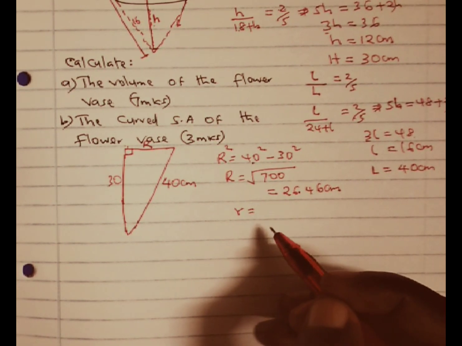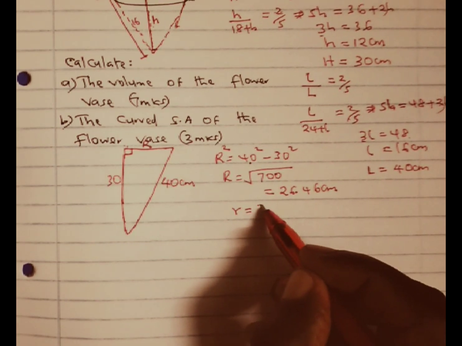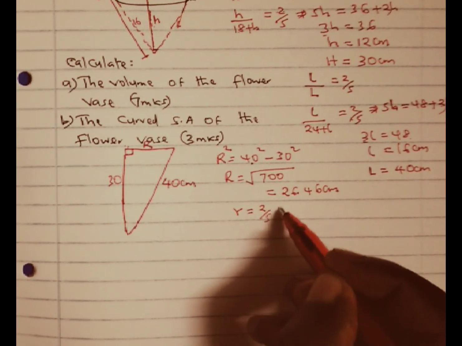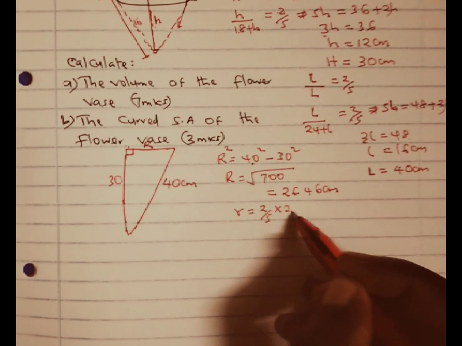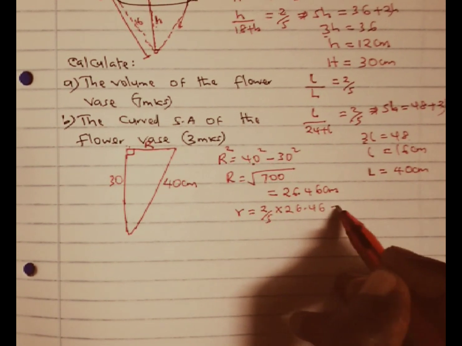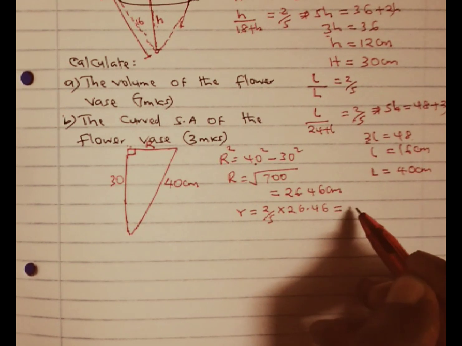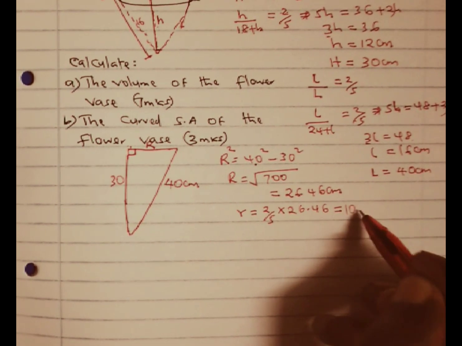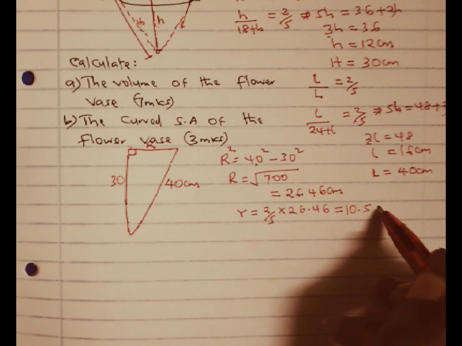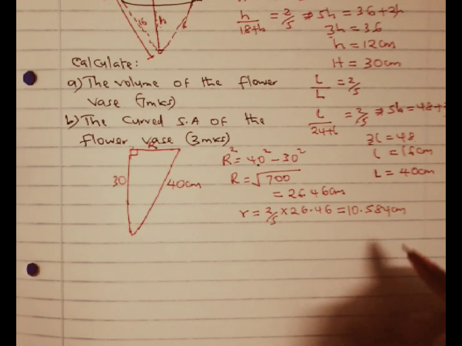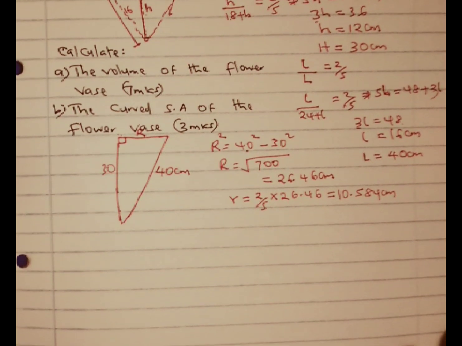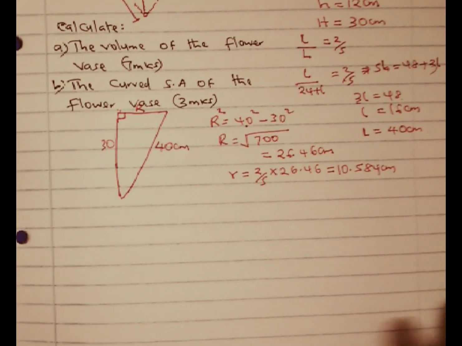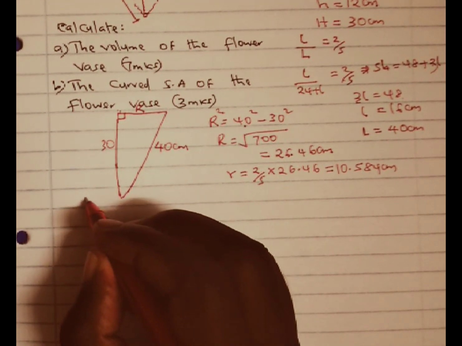Once we have our bigger radius, we can get the smaller radius by using the ratio of the top to that of the bottom, and therefore we are going to have 2 out of 5 of the total, or the larger radius of 26.46, and this one gives us 10.584 centimeters. Once we have all these dimensions, we can now move down and get the volume of the frustrum.